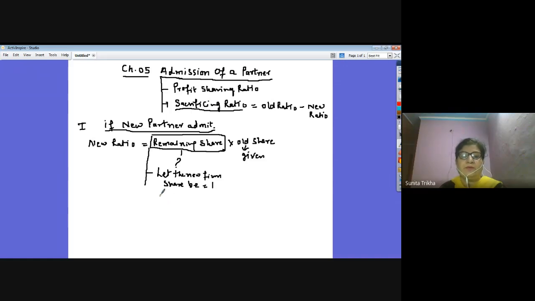So 1 minus the new partner's share, then the remaining share will come. Is it clear? Subtract the new partner's share from the new share of the firm, and you will get the remaining share. Then multiply the remaining share by the old share, and you are able to calculate the new profit sharing ratio.